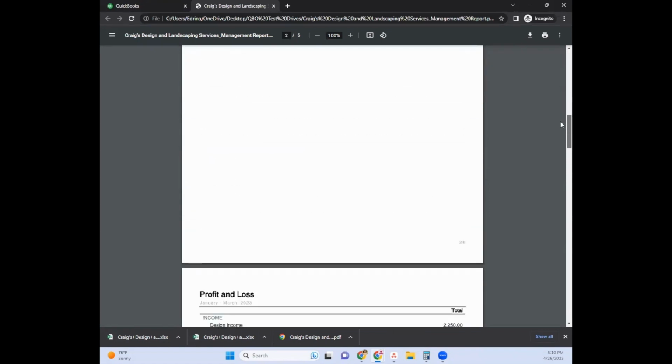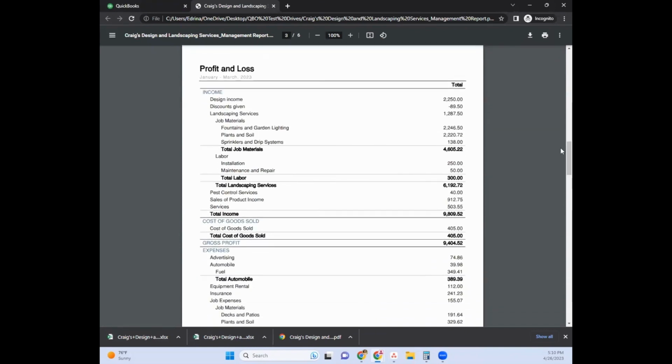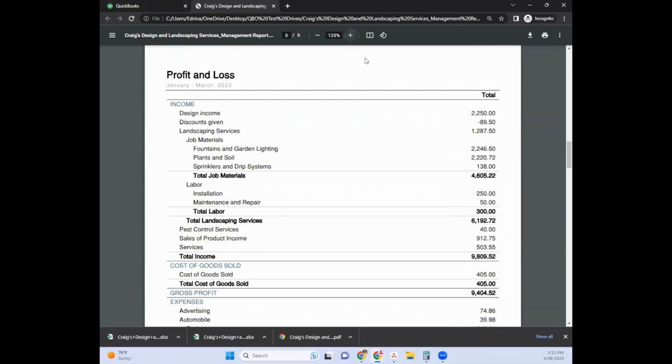Now, the first report that pops up is called the profit and loss statement. Now, this is going to show you the activity that is happening within your business. So this is the day-to-day stuff. Now, think of your reports as telling a story. So this story is what is the income that you've earned from January through March of 2023.